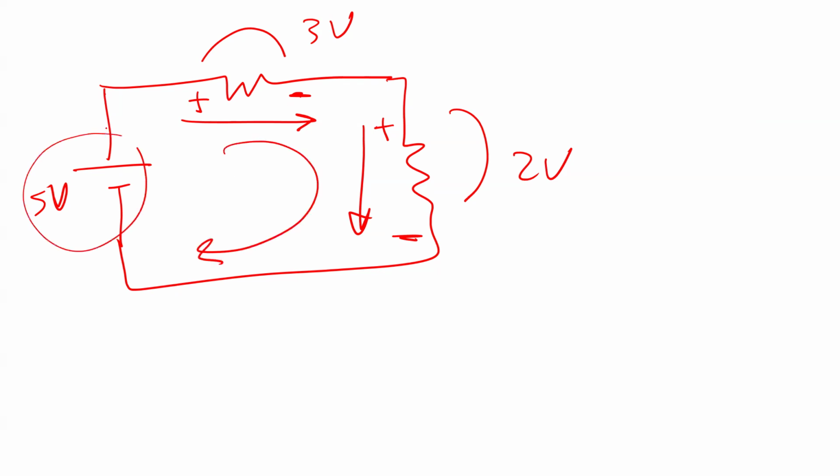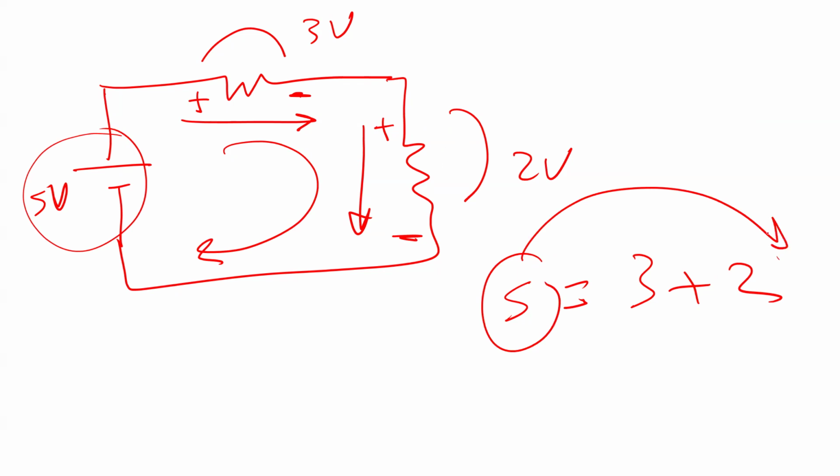So actually, if you take this loop, this voltage here, which is 5, should equal the summation of the other 2 voltages, should equal 3 plus 2. In other words, if I move this one to the other side, the summation equals 0. So it's 3 plus 2 minus 5 equals 0. So you can see it this way, or if you move this one, the summation is equal to 0.